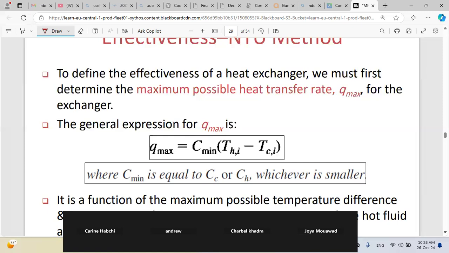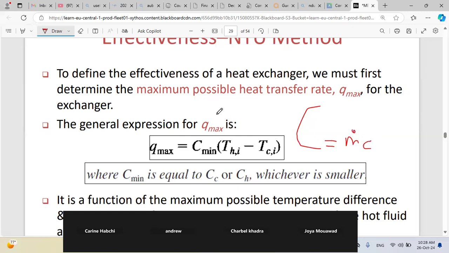And we will prove together now that the maximum possible heat exchange is C minimum times T hot in minus T cold in. Okay, what do we mean by this? First, what is big C? Big C is m dot times the specific heat. So it's m dot times C.